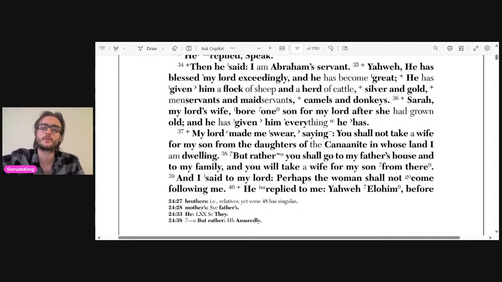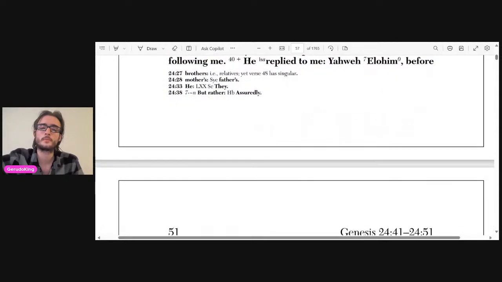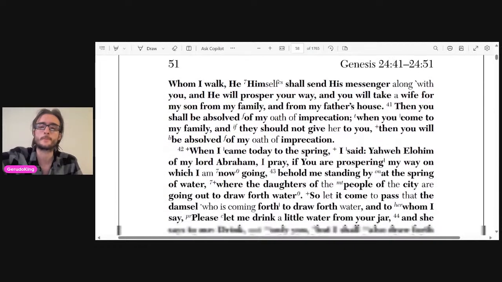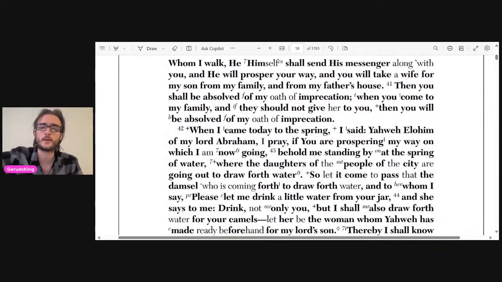And I said to my Lord, 'Perhaps the woman shall not come following me.' And he replied to me, 'Yahweh Elohim, before whom I walk, he himself shall send his messenger along with you, and he will prosper your way. And you will take a wife for my son from my family and from my father's house. Then you shall be absolved of my oath of imprecation when you come to my family, and they should not give her to you. Then you will be absolved of my oath of imprecation.'